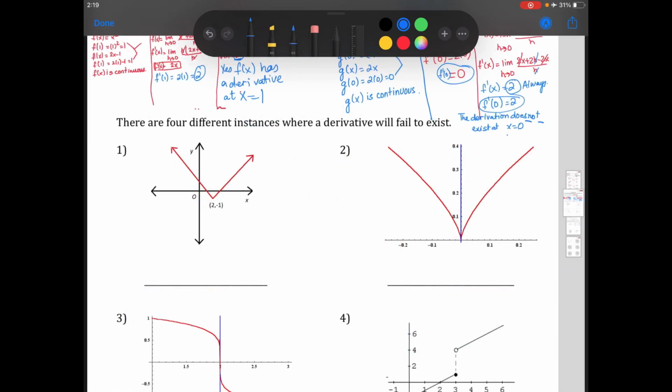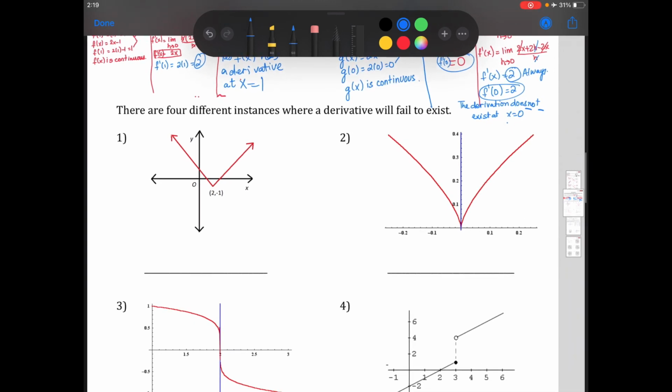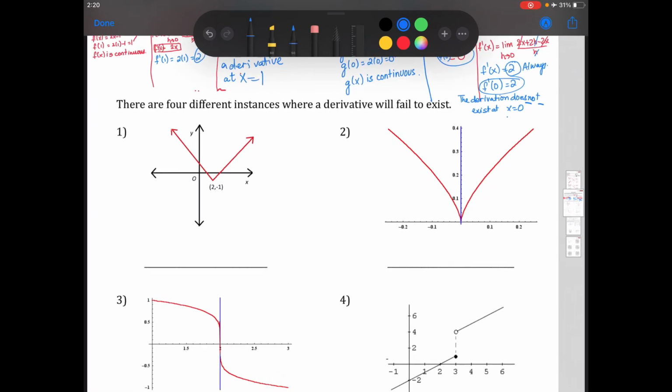There are 4 different instances where a derivative will fail to exist. We saw 2 examples right now where in one it did exist and in the other it did not. So continuity does not mean that the derivative would exist. So you have to check. What's the first one? Whenever you have a corner, I'm going to just circle it. This is a corner here. It's an absolute value function. If there's a corner, there is no derivative, although it's a continuous function. Over here, it's called a cusp. It's like arches on either side.